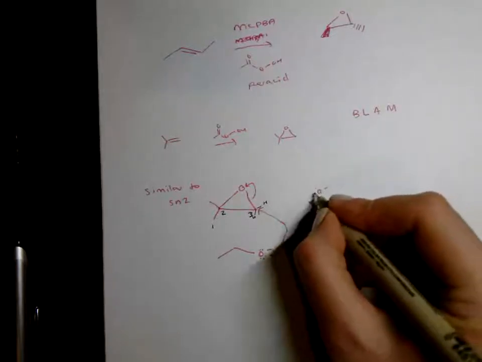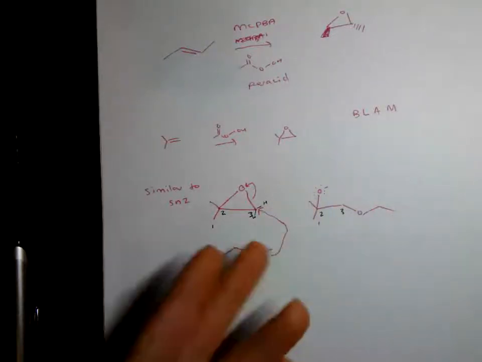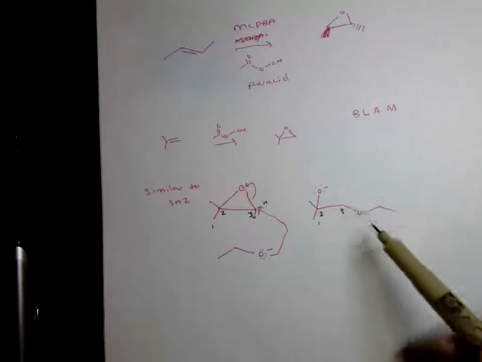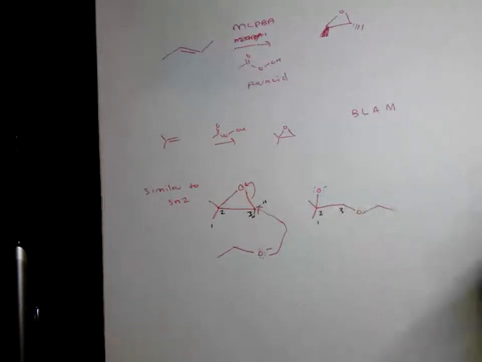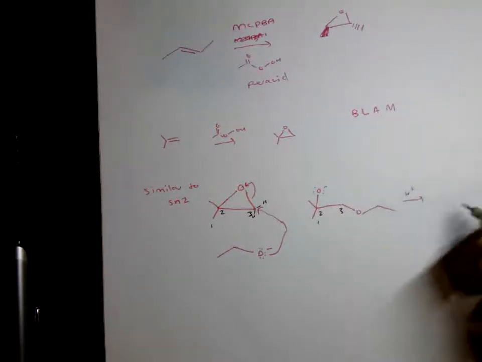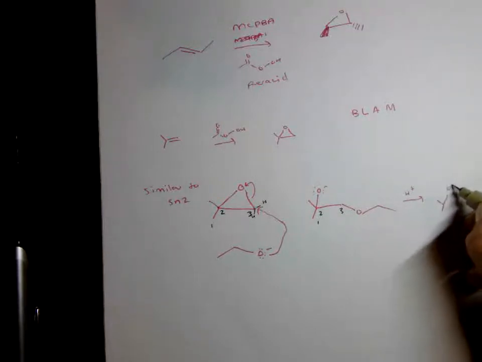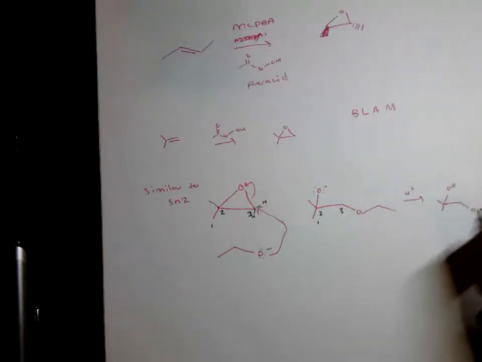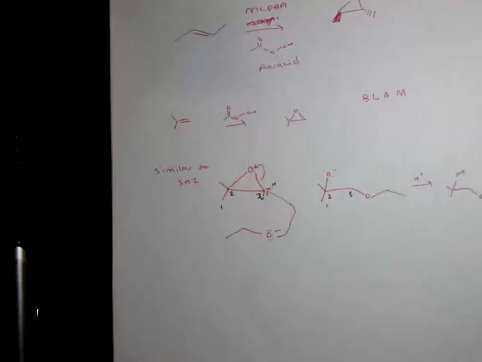So you get this ring opening. The ring has been burst open by the attack of the nucleophile. And then if you want to make this an alcohol and make it more sturdy, you can add acid and you'll get an ether. So you just made an alcohol and an ether from an epoxide.